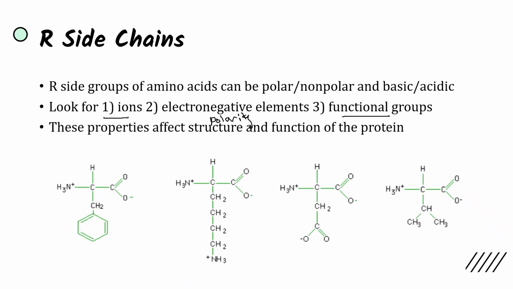And of course, all of these amino acids are going to have the same backbone, but the side groups are going to be different. So looking at this first side group, we just have a carbon ring, carbons double bound to each other, no ions, no electronegative elements, no functional groups. This is just going to be a non-polar amino acid. Now over here, we also have some hydrocarbons, but we're also looking at this ion here, this amino group, and it's going to be basic. It can give up a hydrogen ion, it can give up a proton. So this is going to be both ionized and basic, and it has a charge.